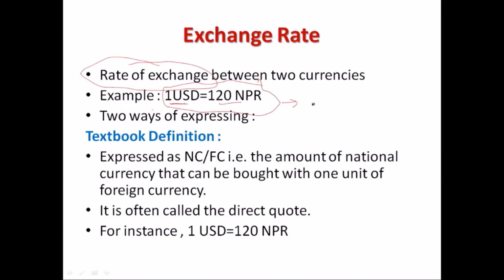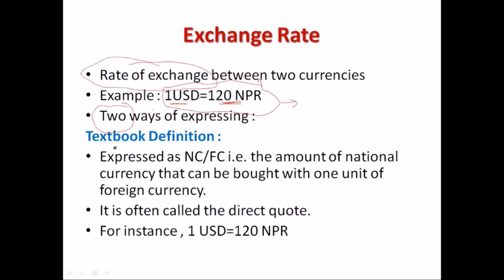So in this example, one US dollar is equivalent to 120 Nepalese rupees. So this implies that in order to purchase one US dollar, 120 Nepalese rupees is required, or the other way, one US dollar can be used to purchase 120 Nepalese rupees. So such exchange rate can be expressed in two ways, as I told.